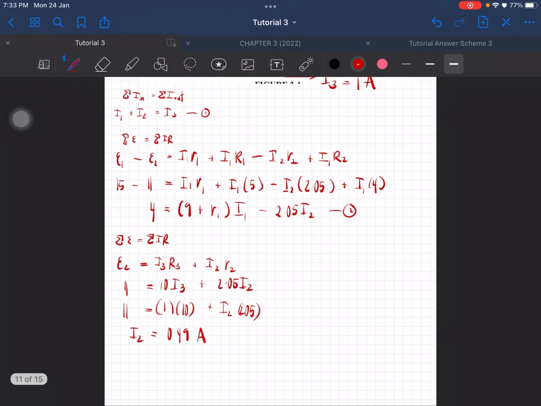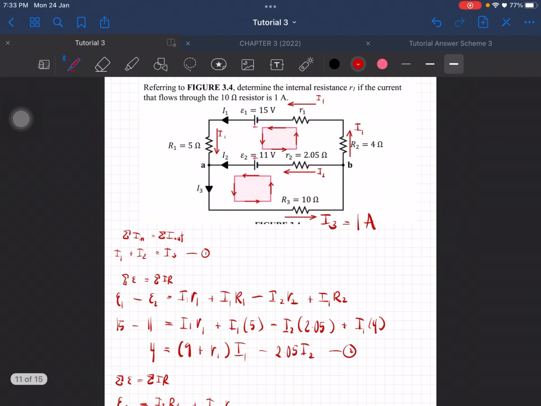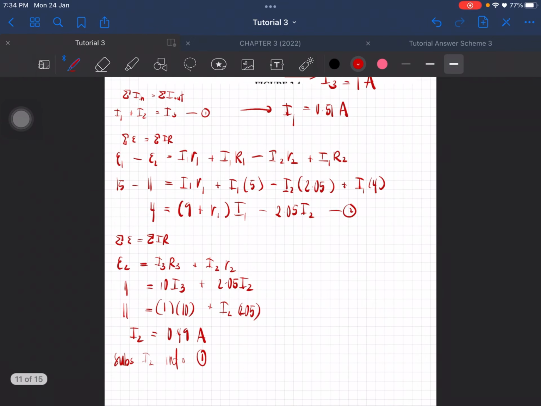Okay, so now we can substitute I2 into equation number 1, which is the one shown here. From here we will get I1 to be equal to 0.51 ampere. Okay, after getting I1, we can then substitute I1 and I2 into equation number 2, because we want to find R1. So R1, from the substitution, you'll get 0.76 ohm. Okay.